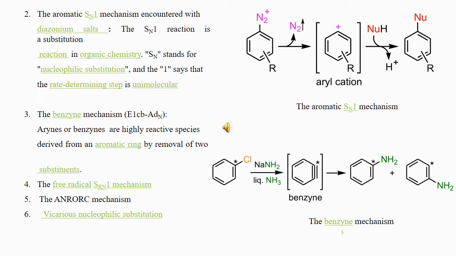Then the other three nucleophilic aromatic substitution reactions, you just need to know by name even right now, because most of the concern will be the first three. If there will be any one of these three, which I am going to just give you by name, we shall be discussing that over there. The free radical SRN1 mechanism, the ANRORC mechanism, the vicarious nucleophilic substitution. Alright, so got it?